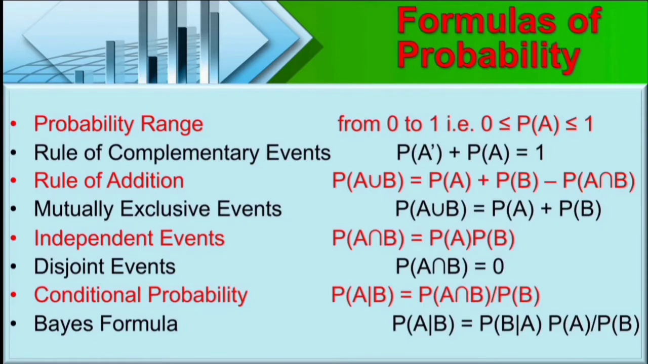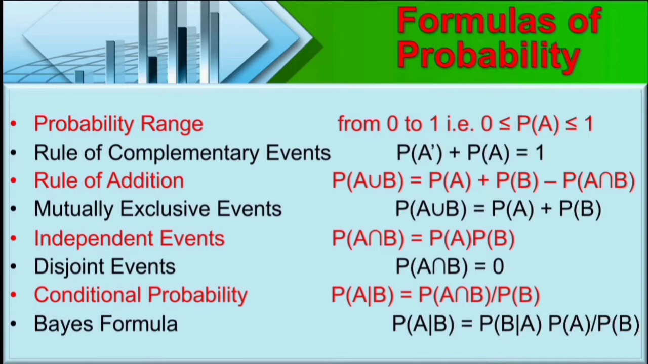Formulas of probability. Probability range is between 0 to 1, such as probability of A is greater than 0 and less than 1. Then rule of complementary events. Probability of A complement plus probability of A is equal to 1. Then rule of addition. Probability of A union B is equal to probability of A plus probability of B minus probability of A intersect B.